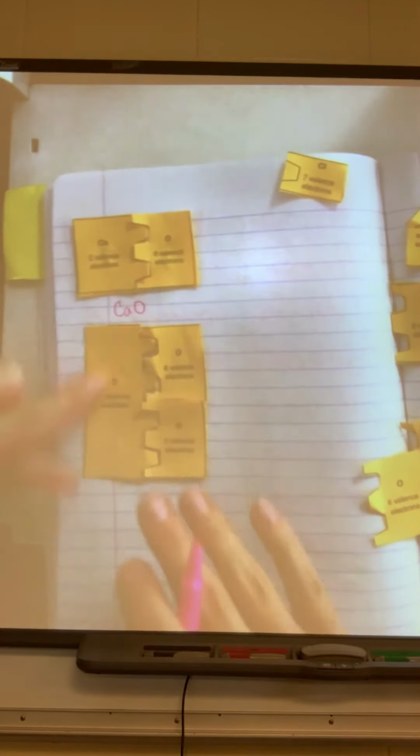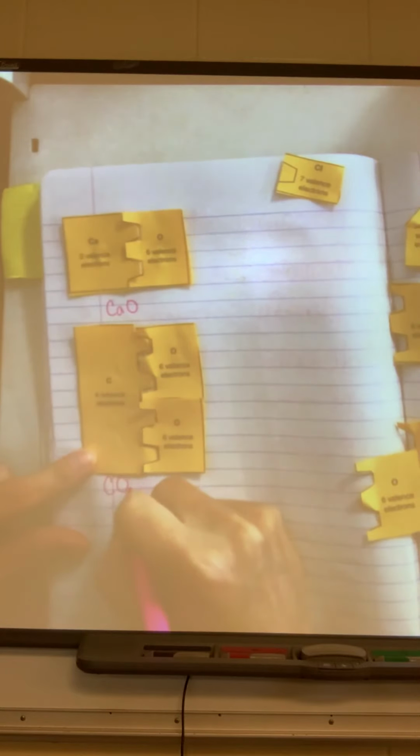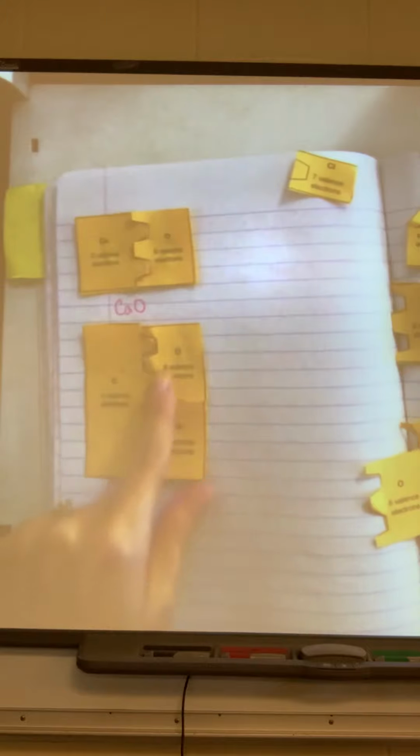All right, so when I go to write that, I only have 1 puzzle piece of carbon, but I have 2 oxygens, so I put a capital O with a little 2. That's called a subscript. That means I have 2 atoms of it, which I do. I have 2 puzzle pieces here.